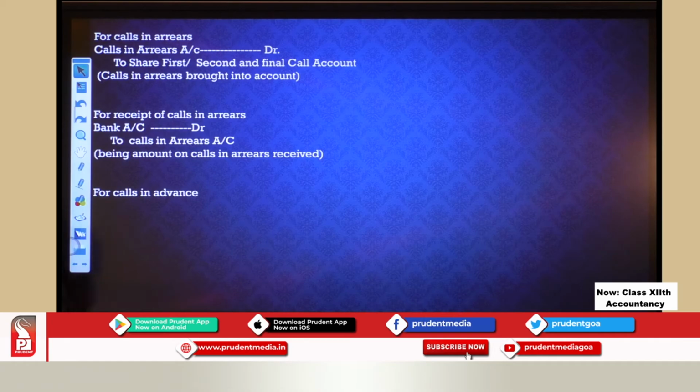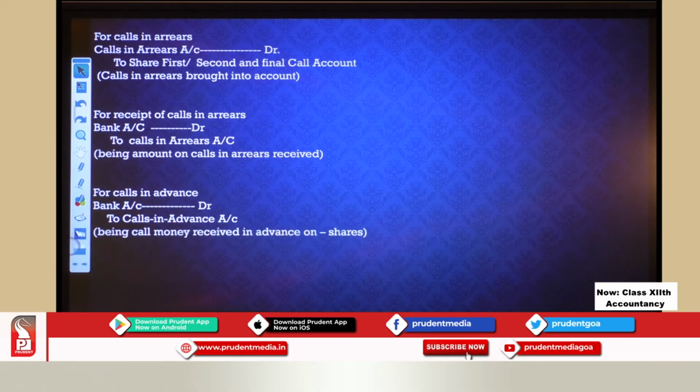Okay. What are calls in advance? Calls in advance is the amount of calls that the company has received before the call has become due. Okay, so it has received it in advance. So what will be the entry? You are receiving the money. So bank account debit, and why are you receiving it? For calls in advance. So it is a liability. Okay, it is also a personal account. So let us see now the narration. Being call money received in advance on dash shares.